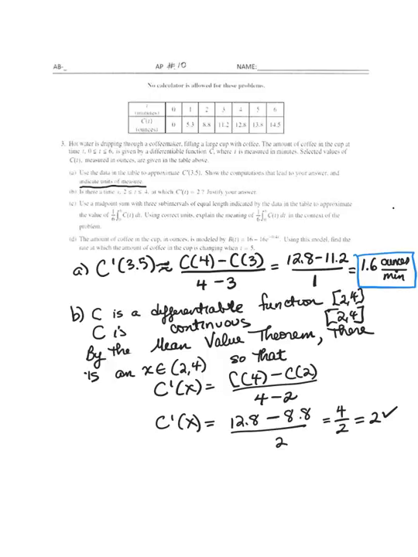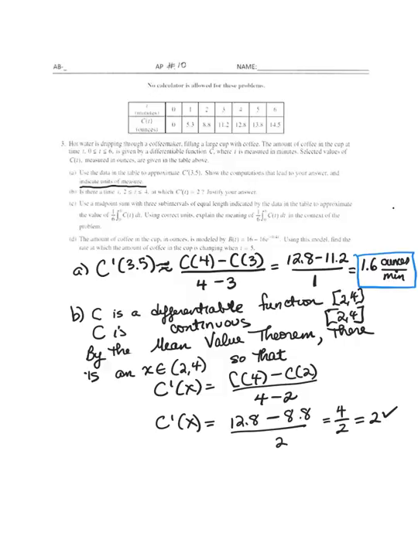So by the mean value theorem, there exists some x in the interval 2 to 4, so that the derivative of C at x is equal to C at 4 minus C at 2 over 4 minus 2. Substituting C of 4, which is 12.8, and C of 2, which is 8.8, and doing the math, we get that the derivative of C at x is 2. So the answer is yes, it is true.